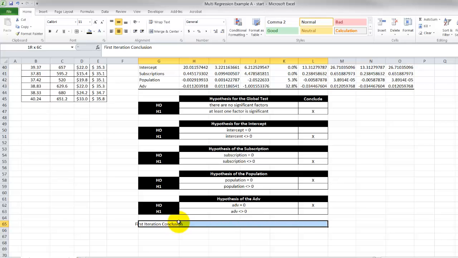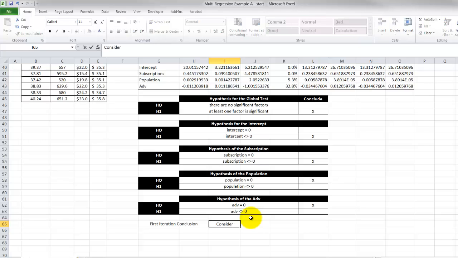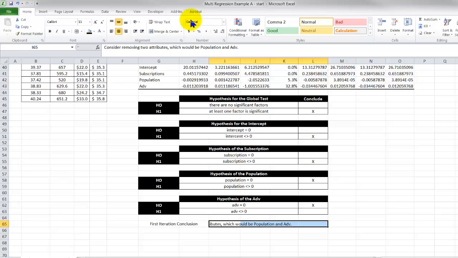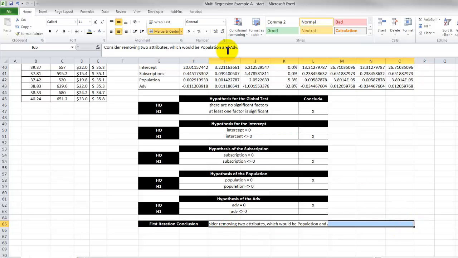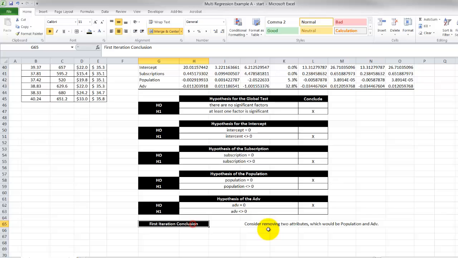My first iteration conclusion is that I would consider removing 2 attributes, which would be population and advertising. Okay, so why is this the case? This is going a little bit further in the analysis, and I'll just provide some extra spacing here for text. Why is this the case?